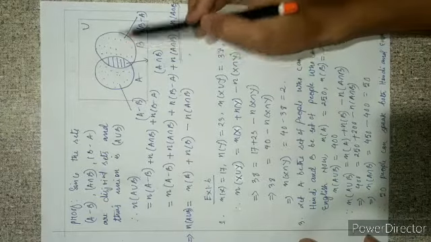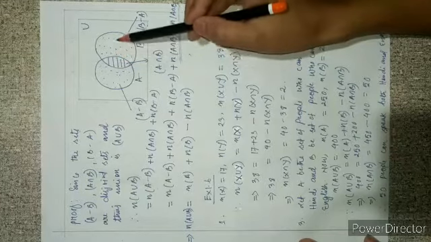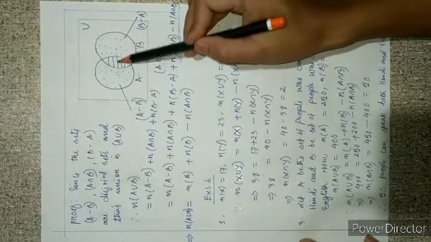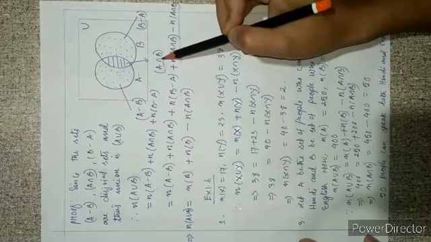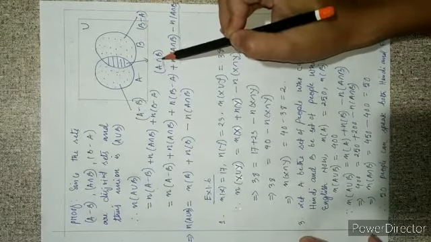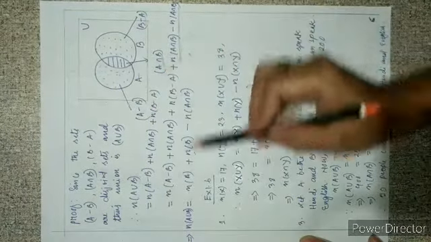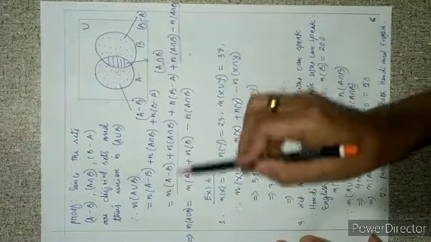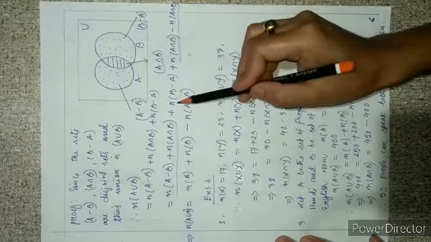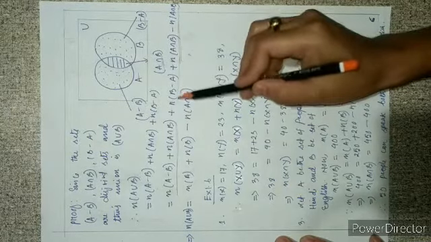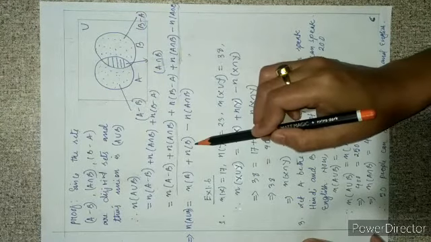Then in this circle B is divided by this curve into two regions. This region and this region. This region represents B minus A, and this region represents A intersection B. Number of A minus B plus number of A intersection B: the first two terms represent number of A, and the third and fourth terms represent number of B.